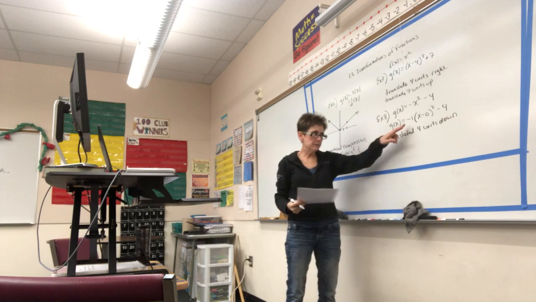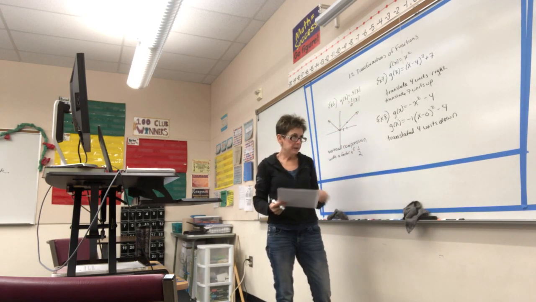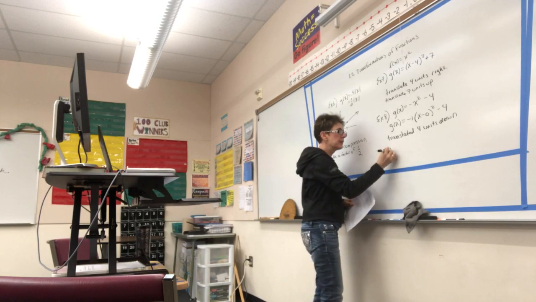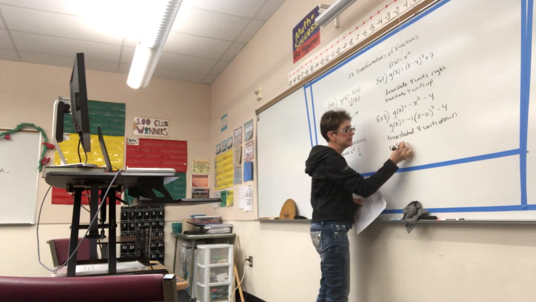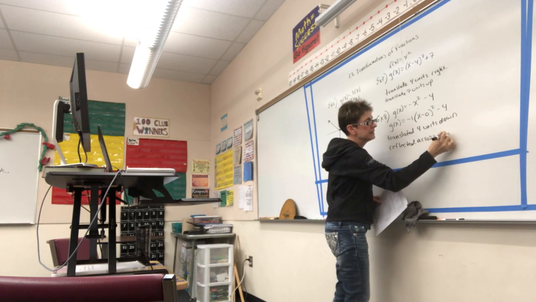What do you think this minus 1 out here does? The minus 1 outside the parentheses means that the graph has been reflected across the x-axis.